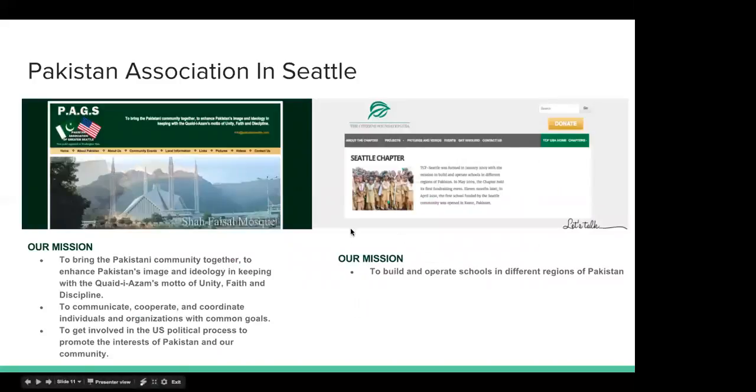And here I wanted to talk about these two organizations. So the one on the left is the Pakistani Association of Greater Seattle, and the one on the right is the Citizens Foundation. These are two organizations that have Seattle chapters. The Pakistani Association of Greater Seattle, or PAGS, brings together the Pakistani community. They're also a political organization. They work on promoting the interests of Pakistan in our community. And the Citizens Foundation, their sole mission is to fundraise and build and operate schools in different regions of Pakistan.